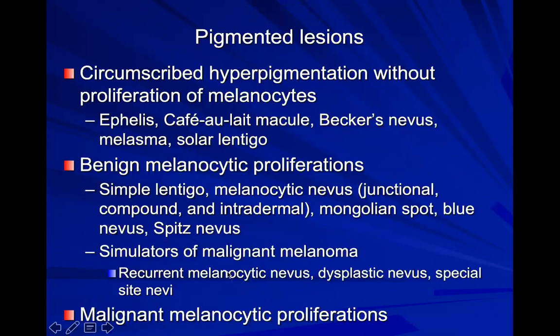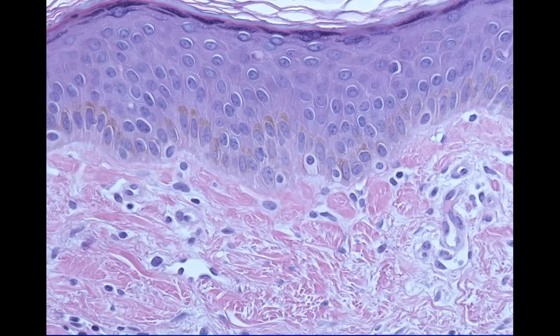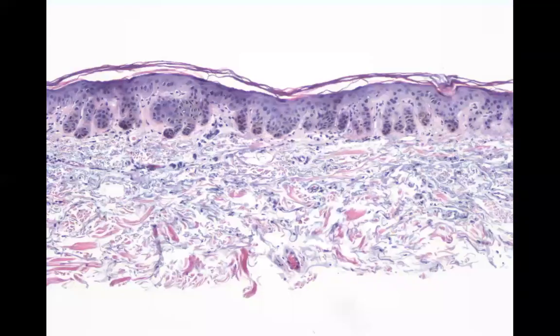And then you have simulators of melanoma, so recurrent nevi. We're going to talk a little bit about the dysplastic nevus mess that's out there, and special site nevi, and then we will look at some malignant melanocytic proliferations, otherwise known as melanomas. So back as a review, here's our epidermis, our pigmented keratinocytes, and our melanocytes. And here is a solar lentigo.